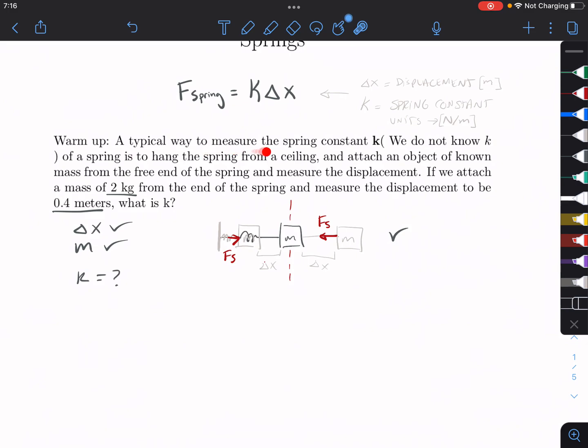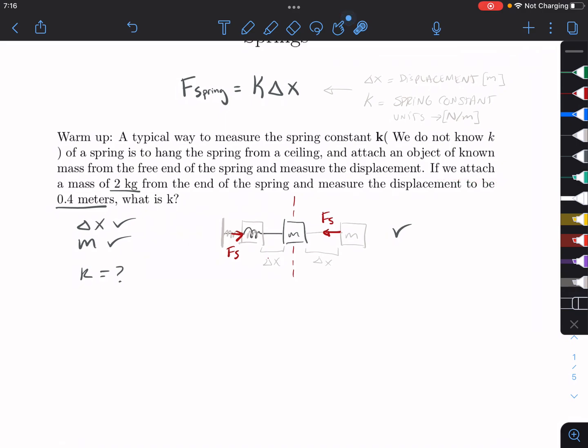A typical way to measure a spring constant k is to hang a spring from a ceiling, attach an object of a known mass to the free end, and then measure the displacement. Displacement is what delta x is. If we attach a mass, so we're given the mass, and we're given some delta x, the displacement, then we're asked to find k.